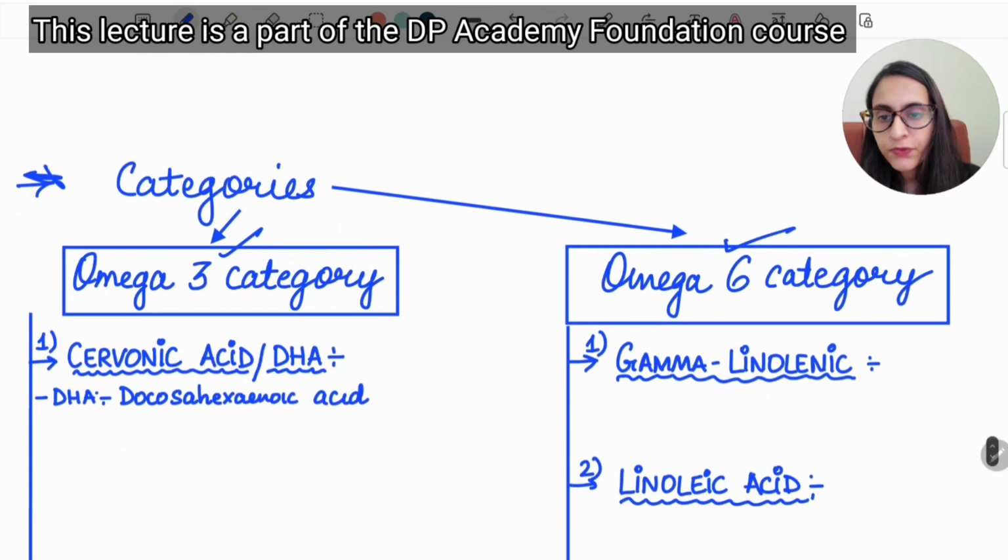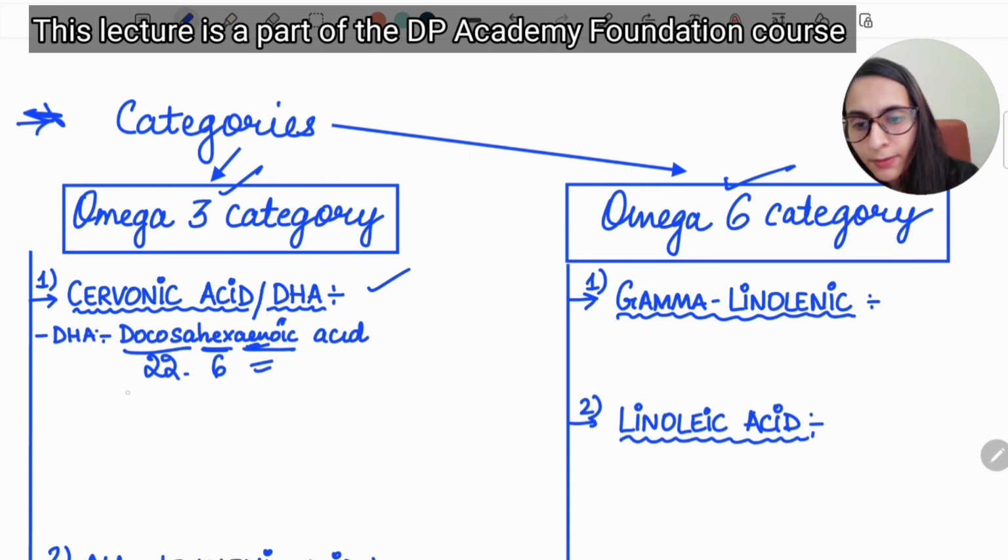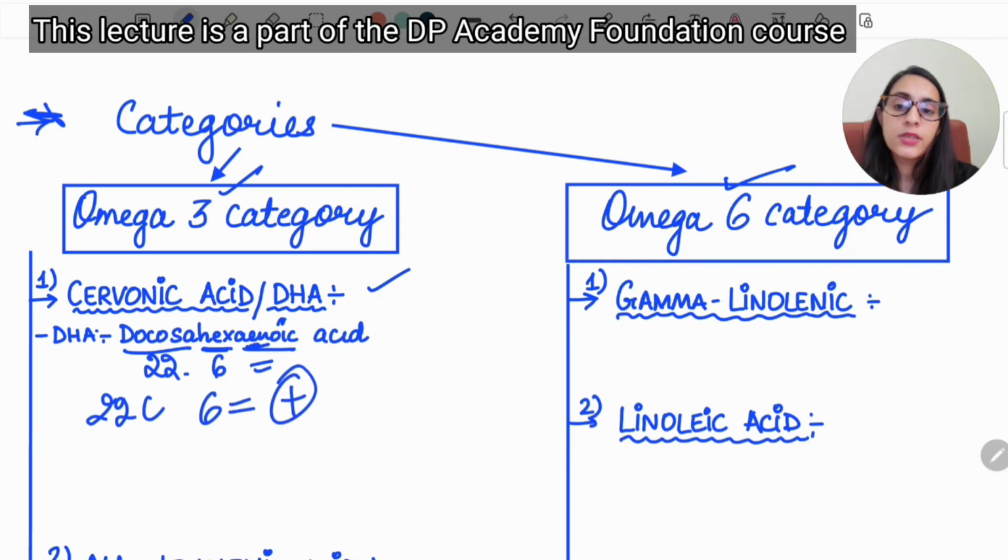Now we have two categories in the omega, either the omega 3 category or the omega 6 category. In the omega 3 category, we have cervonic acid, which is also known as DHA. You must have heard of the term DHA. DHA is docosahexaenoic acid. Docosa means 22 carbons, hexa means 6, and en means a double bond. So this docosahexaenoic acid, DHA, is composed of 22 carbon atoms, and 6 double bonds are present in it, and it is known as cervonic acid.